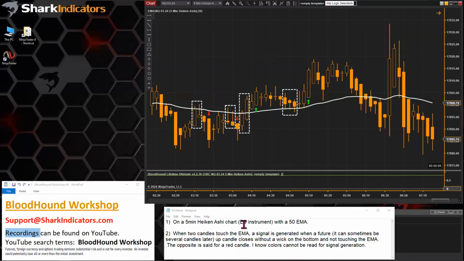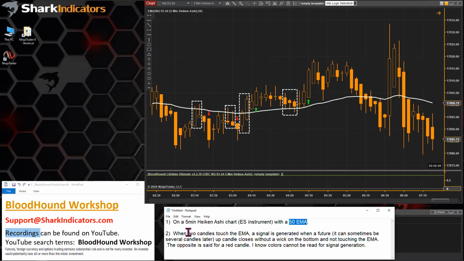This essentially is identifying a very simple bar pattern, for lack of a better term. It's a single bar pattern here, mixed with one other condition. This is for a Heiken Ashi chart, and we're also going to use a 50 EMA there.